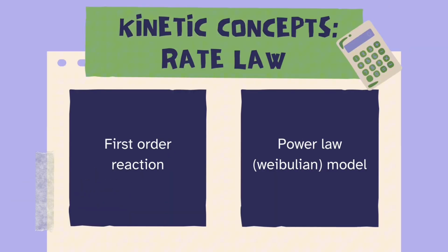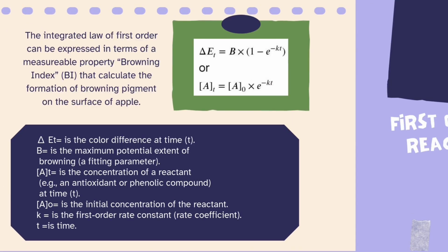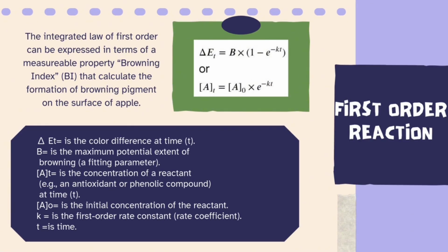Next, we will explain the kinetic concepts applied in this reaction, which is the rate law. The first one is first order reaction, and the second one is the power law, Weibull model. For first order reaction, the equation is ΔE(t) equals to B times 1 minus exponent to the power of negative kt, or concentration of A(t) equals to concentration of A naught times exponent to the power of negative kt. The integrated law of first order can be expressed in terms of a measurable property, the browning index, that calculates the formation of browning pigment on the surface of apple.